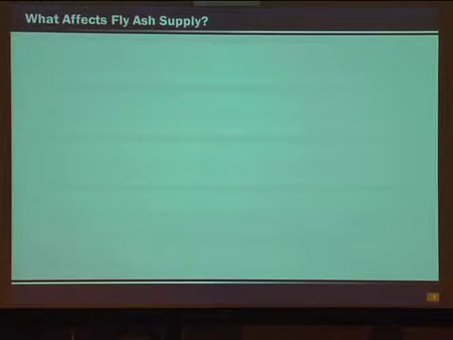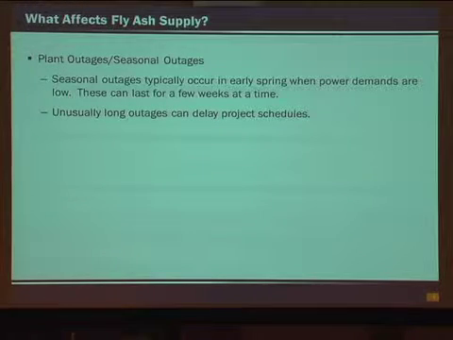All right, so what affects fly ash supply? Well, it's these plant outages. Every spring, power plants go through an outage where they have to go in, take apart their units, take apart the grinders, rework everything and put it all back together. These could take a couple of weeks to a couple of months to complete, depending on how much work the plant has to do.